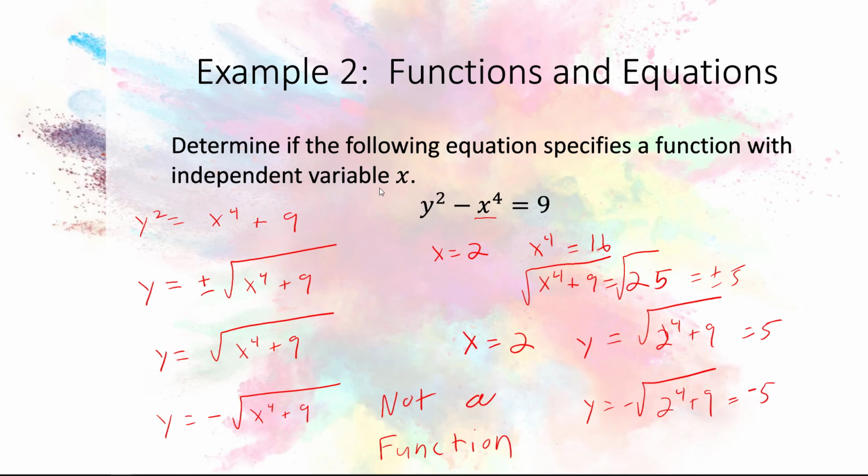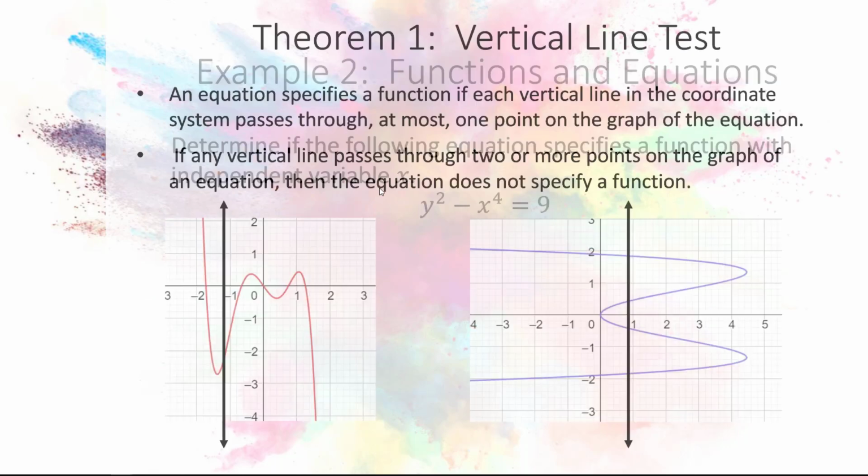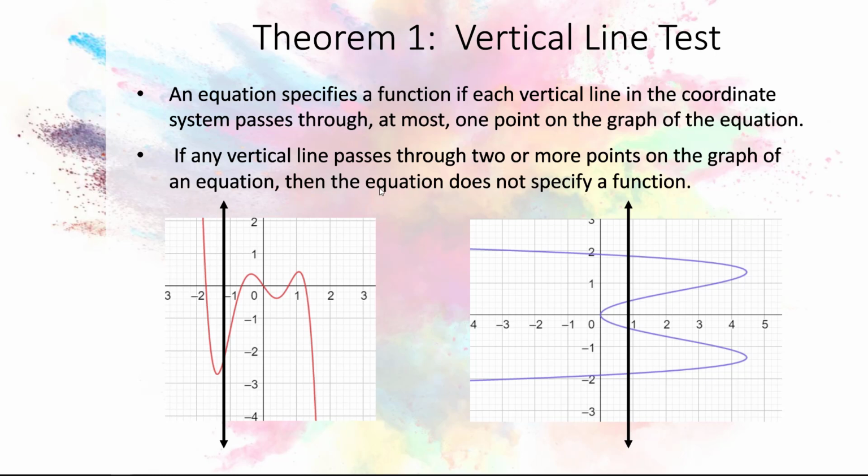Okay, and this brings us to our very first theorem, and that theorem is the vertical line test. And you guys have seen this before, but we're going to run through it real quick. An equation specifies a function if each vertical line in the coordinate system passes through at most one point on the graph of the equation. If it passes through two or more points on the graph of the equation, then that equation does not specify a function.